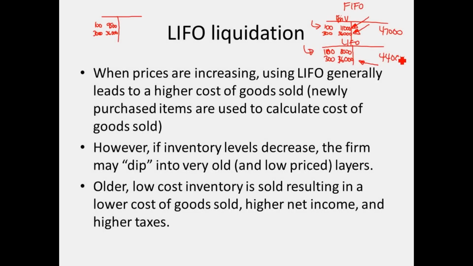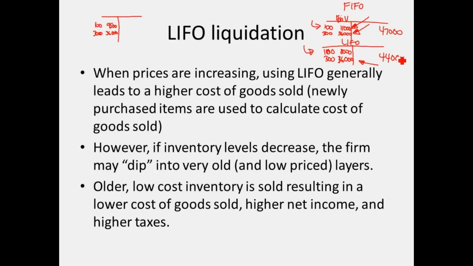Well, it's not that I don't have backup inventory. It's that I used inventory that was cheap because it's old. It's really old. How old is it? It's the stuff that I bought absolutely first, and that was the $80 stuff. So this is what's called a LIFO liquidation.